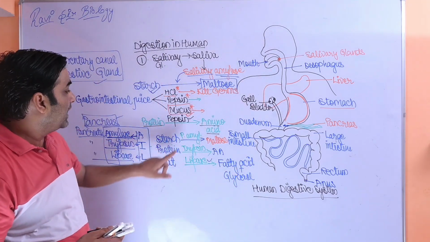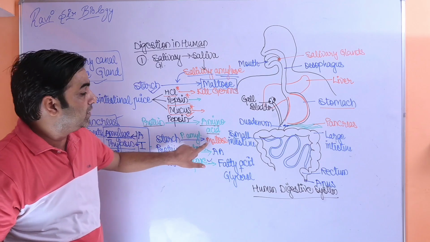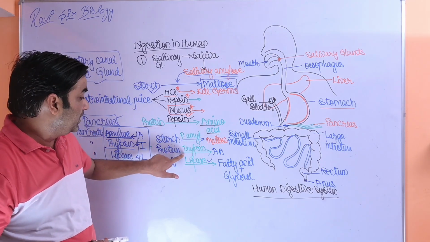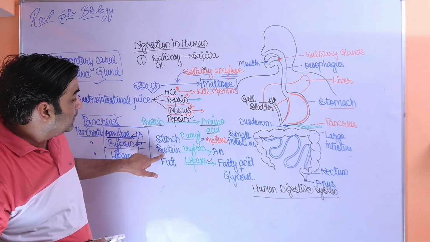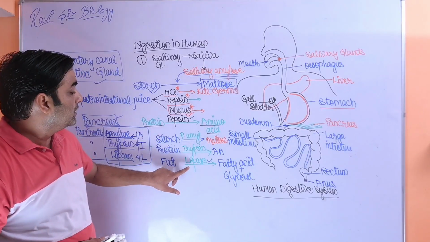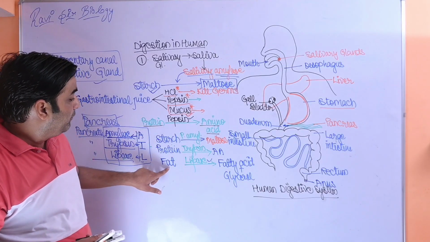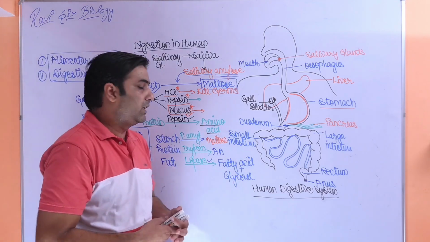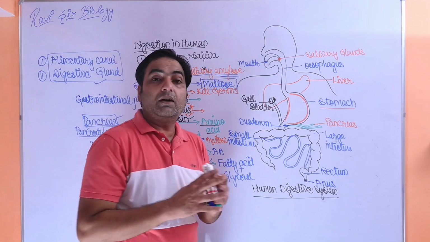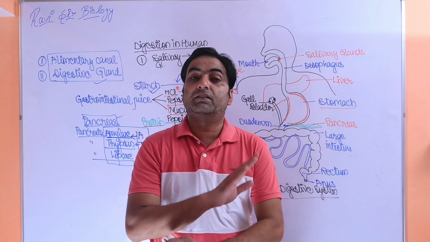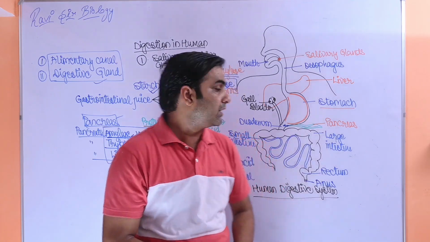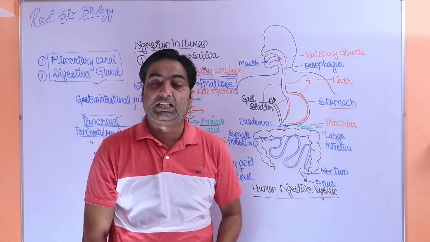Those three enzymes are amylase, which converts the starch into maltose. Second, trypsin, which breaks down the protein into amino acid. And third is lipase, which breaks the fat into fatty acid plus glycerol. And here the complete digestion will be done. The complete digestion will take place in the small intestine.